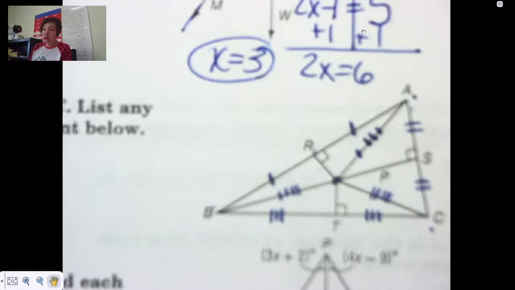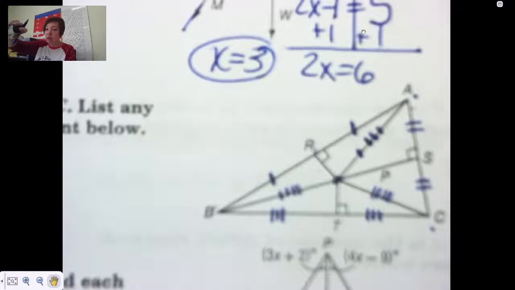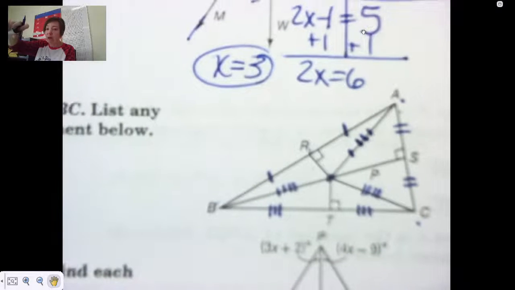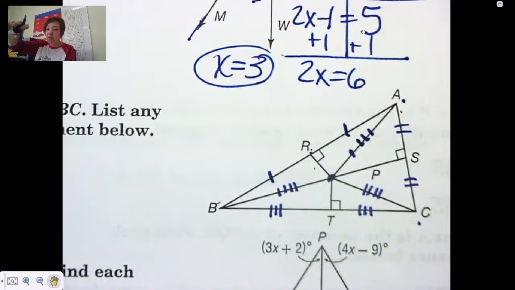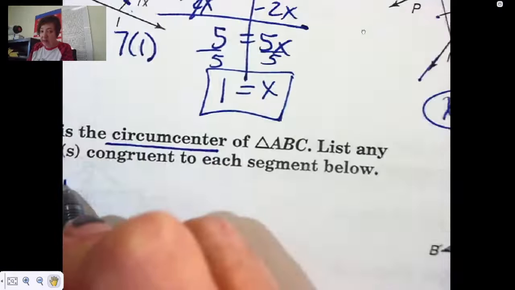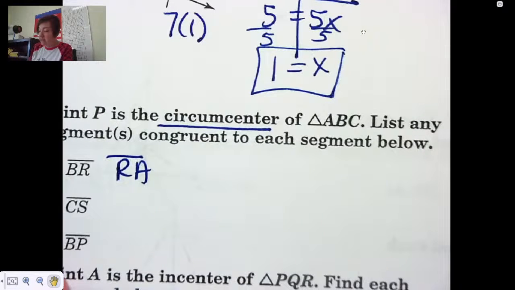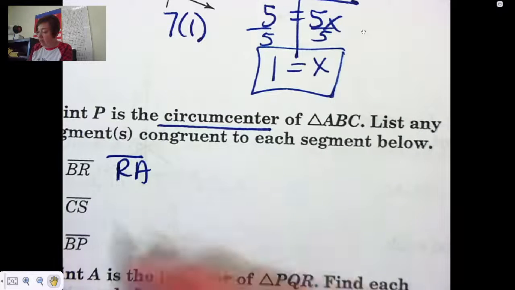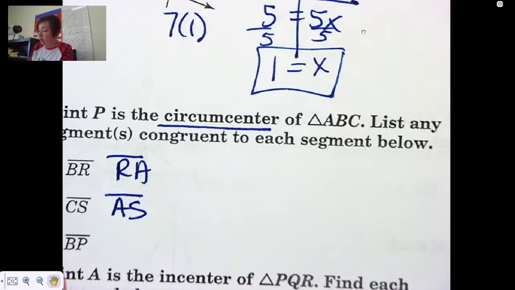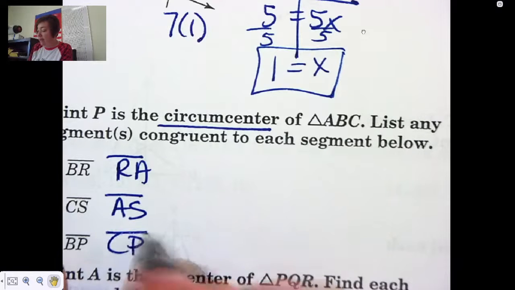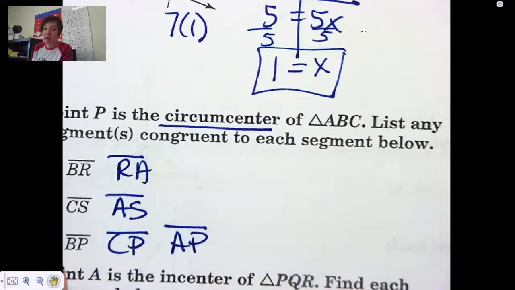Okay, so if we go to answer our question. Number 7 says, what is congruent to BR? So RA. So we would write segment RA, right? What about CS? What's congruent to CS? AS. So we put segment AS. What's congruent to BP? CP and AP. So we'd have to put both of those because it asks for every segment that's congruent. That make sense?